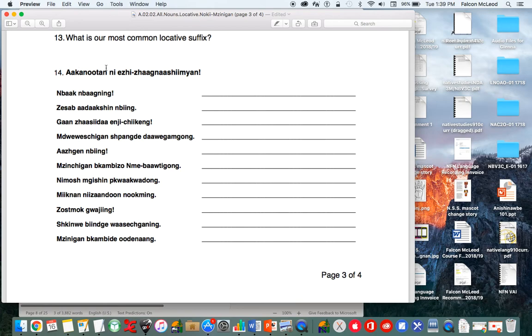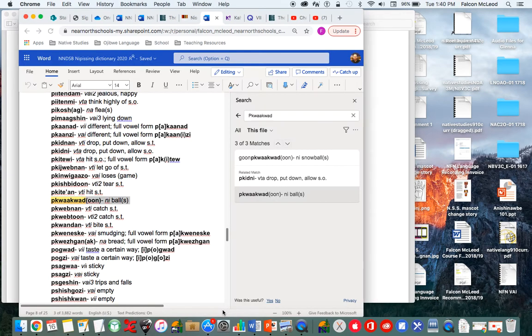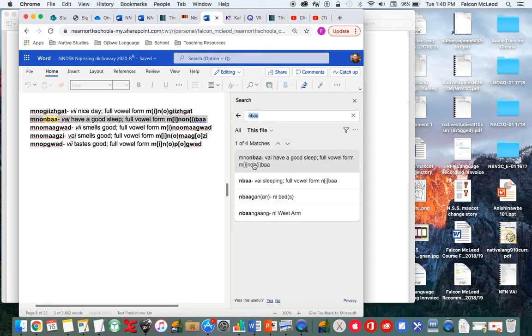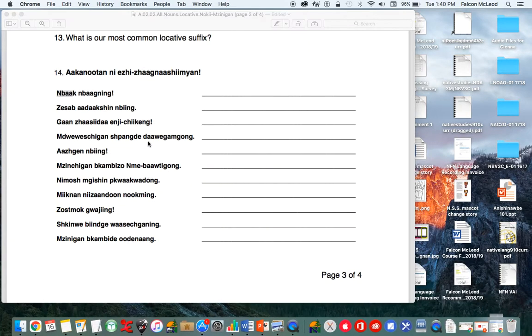All right, number 14, Hakanota ne ejagna shimian. We have a bunch of Ojibwe here, so you should be able to realize that this is translate into English. So we have Nbok, Nbogning. Nbok should be familiar from our last lesson with our commands. That K sound is a plural command, and Nba is our verb. If you forget what Nba means, I'm going to look it up here. Nba means sleeping. So this should be starting to translate as you all, because of the command, the plural command K. You all go to sleep.